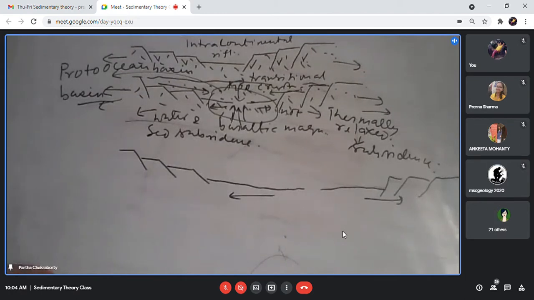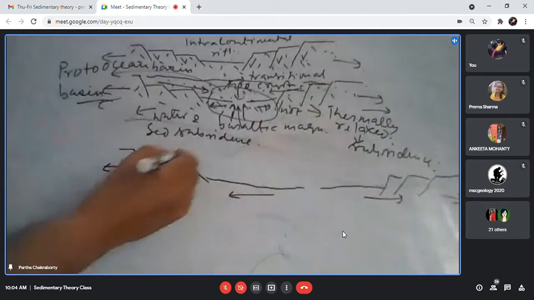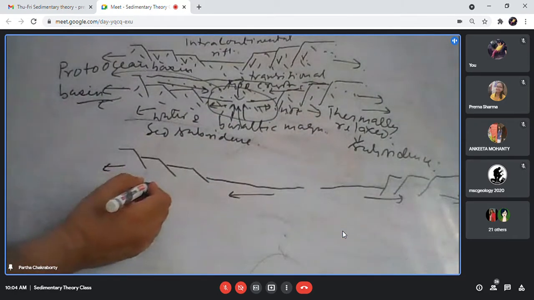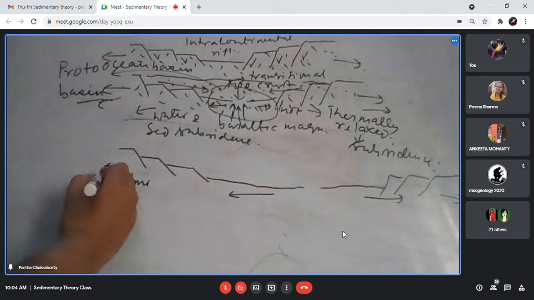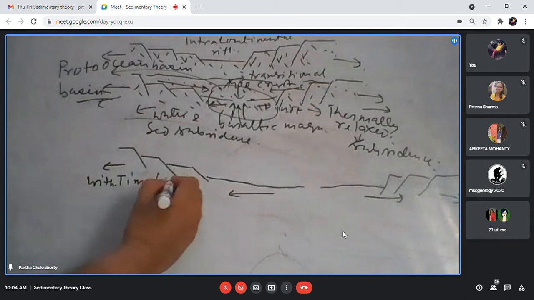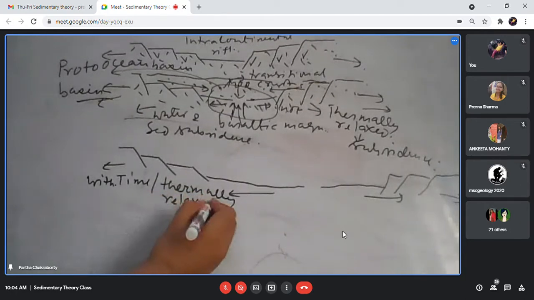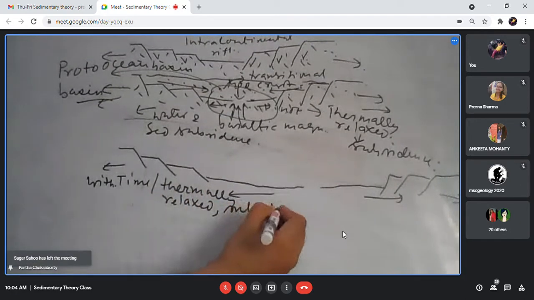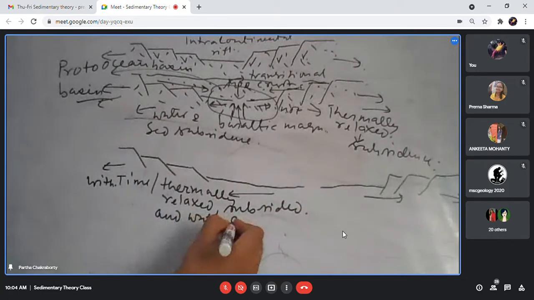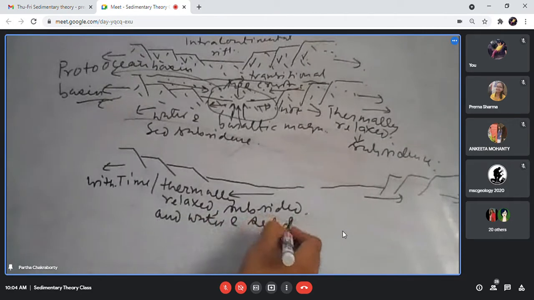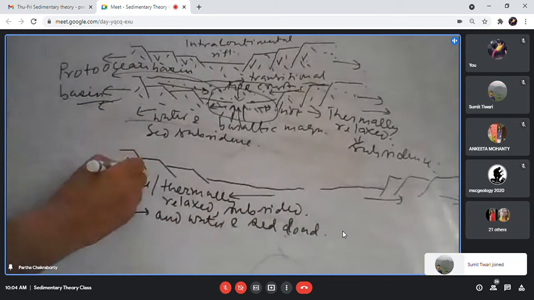Yes, sir. Okay. So the two parts will go away from one another. And as they go away with time, they will be thermally relaxed and subsided, and the water and sediment load will also affect it. So what will you get?